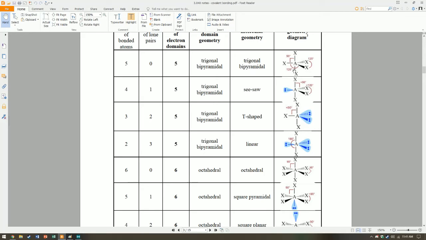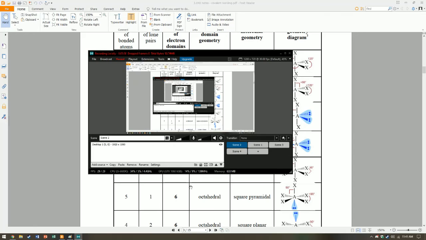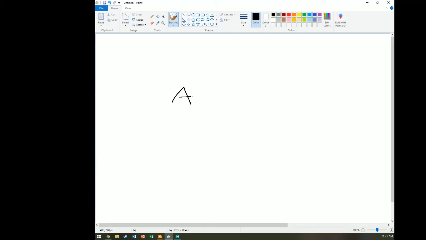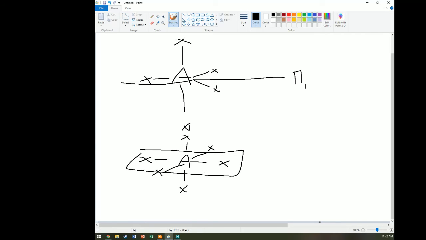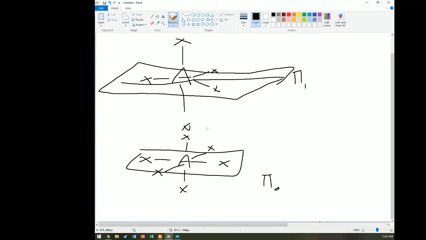And then we have an octahedron, which is for 6 electron domains, where every bond angle is 90 degrees from each other in 3D space, and it's sort of like a cube. So let's draw out what that shape would theoretically look like. I'm lazy, so we're going to do A, X, X, X, X, X, and here is the plane of reference, which I'll denote with pi 1. And then for an octahedron, if we do A, X, X, X, X, X, X, here is the plane pi 2. Here are the planes pi 1 and pi 2, just to denote the 3D structure of it. So that's what they look like.